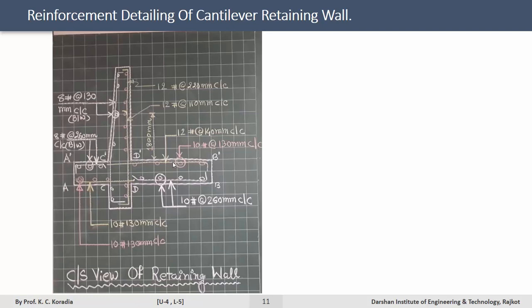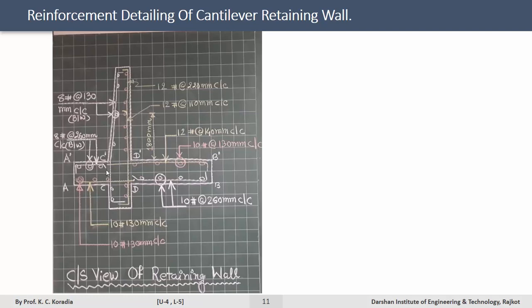Our main tensile reinforcement, which is of 12 mm dia, is to be extended beyond D dash towards the toe to a length equal to the development length of a 12 mm dia bar, which we have calculated in our numerical. Considering the toe side, the main reinforcement is 10 torr about 130 mm center to center and is to be extended for a length equal to its development length from point C towards our heel slab. The distribution reinforcement is 10 torr about 130 mm center to center. Both these steels are placed on the bottom face of the toe slab.